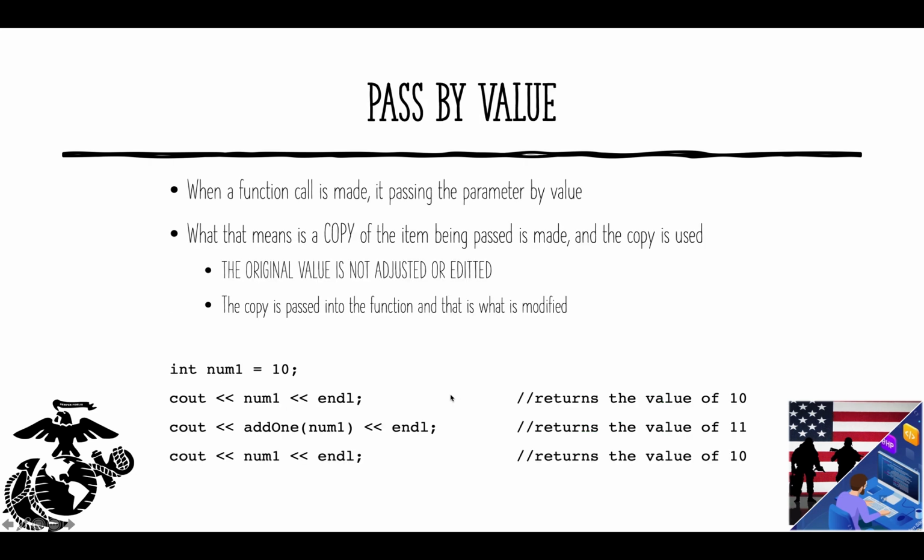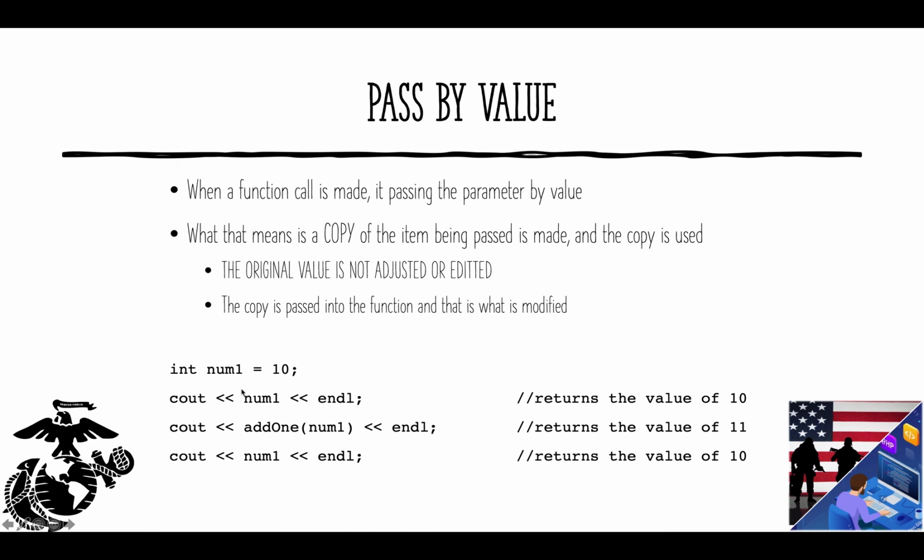Lastly, we're getting into a pass by value. When a function call is made, it is passing the parameter by its value. So that means that a copy of this item is being passed, and the copy is used. The original value is not adjusted or edited. The copy is passed into the function, and that is what is modified.